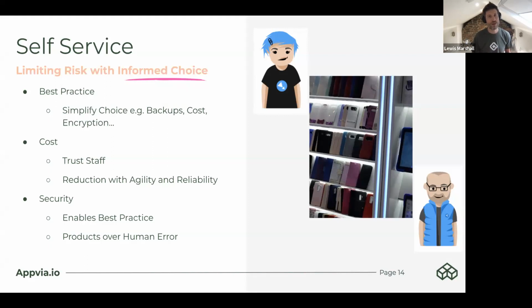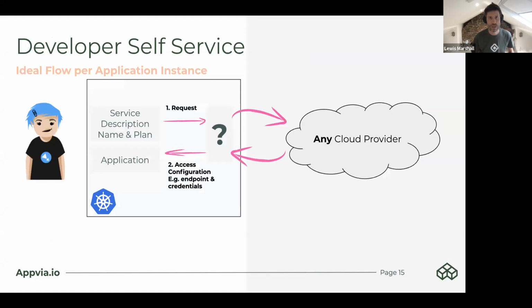But also the perceived risk around security is reduced massively because you can enable best practice by packaging things up in the right way and providing products over brokering, and the conversation and coordination that's required when there are many parties involved. So for developer self-service, the ideal flow would be you can peruse the service description and get all the details from your service provider, and at the point of consumption, you just need a name and a plan. So what type of service, and a plan that goes with that.